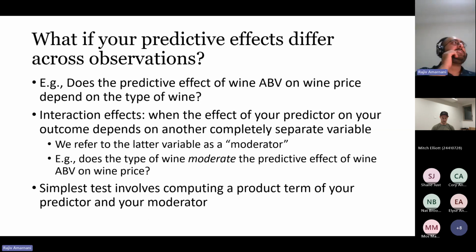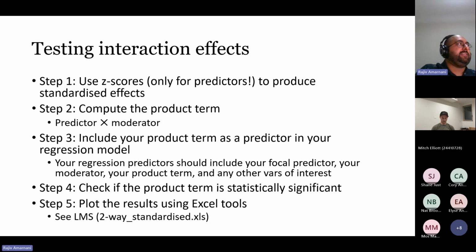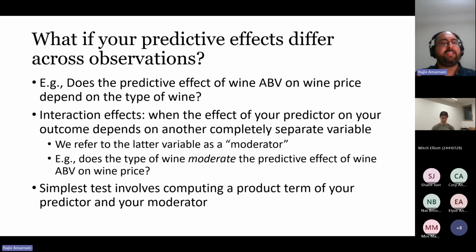Okay. The last thing I want to go over that's a new technique is interaction effects. In everything we've done, we have effects on average, the effect of model year on average, the effect of odometer reading on average. But it could be that predictive effects depend on other factors. We ran this regression model last week of ABV on price, where ABV, alcohol by volume, did not predict the price of a wine. But you can go, well, what if it depends on the kind of wine? What if it matters for some wines and not others?